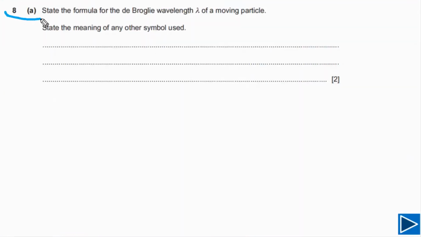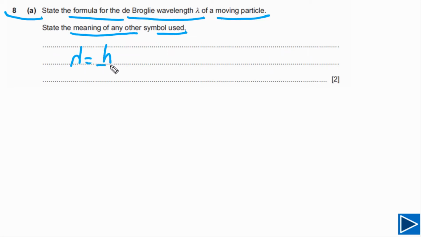For question number 8, part A, we need to state the formula for the de Broglie wavelength of a moving particle. We need to state the meaning of any other symbol used, meaning other than lambda. So if we write down the formula for de Broglie wavelength, lambda is equal to h over p. p is the momentum. You can also write h over mv. For example, if you write down h over p, then we have to state what h is. So h is the Planck constant.